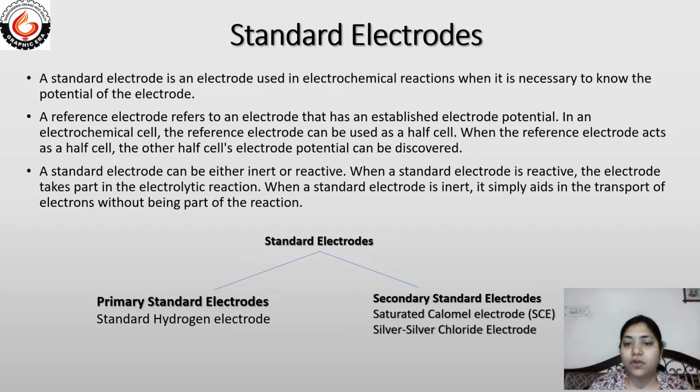These two also act as reference electrodes and are used to determine the standard electrode potential of other elements, but these two do not have a value of 0, and the standard electrode potential values of the saturated calomel electrode and silver chloride electrode can be determined with the help of the standard hydrogen electrode. That's why these two are known as secondary standard electrodes. So in this way the standard electrodes are very useful to determine the standard electrode potential of unknown electrodes.